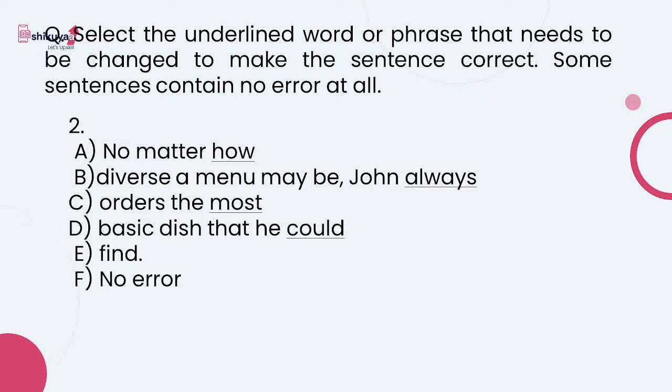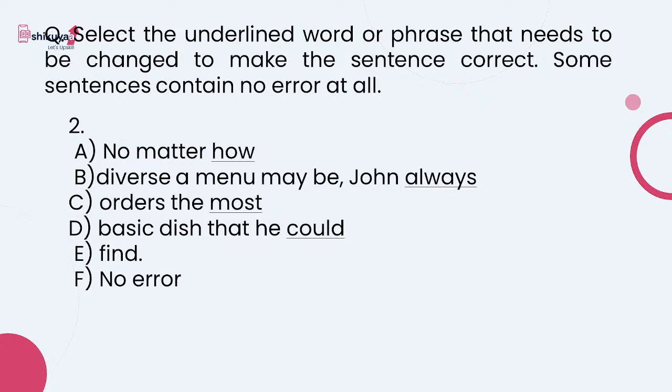Let's go for part B. Diverse a menu may be. Okay, so the use of may is absolutely correct, and the order of the words is absolutely right. John always, there is no issue with these two words also. Let's go for part C. Orders the most. Now here there is simple present, and after that you can say it's a verb plus s form. Okay, that is for third person singular. John orders, that is also absolutely correct. John always orders the most basic dish. This part is definitely correct.